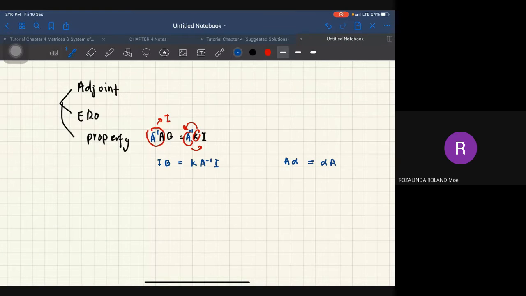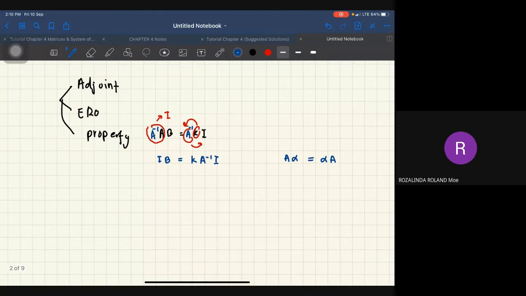Okay, so identity darab any matrix, kita akan dapat apa? Matrix tu juga. Yes, betul. So any matrix kalau didarabkan dengan identity, kita akan dapat that matrix balik. Identity tu tak memberi apa-apa kesan pun kepada matrix itu. So in this case, we are going to have B. Okay, and then equals to K, and then lagi sekali bila jumpa satu identity, dia akan jadi matrix tu juga. So kita akan dapat A inverse dekat sini. Sekarang kita nak A inverse sahaja. We just want A inverse dekat sini.